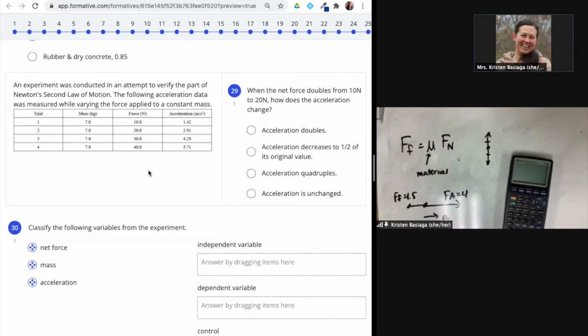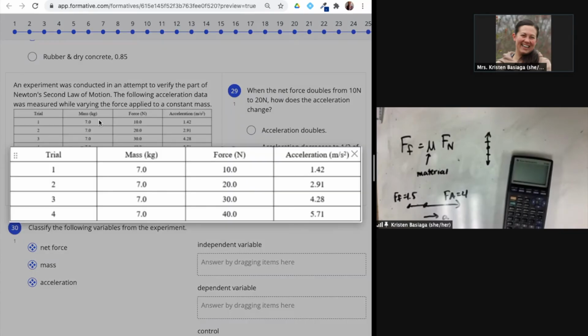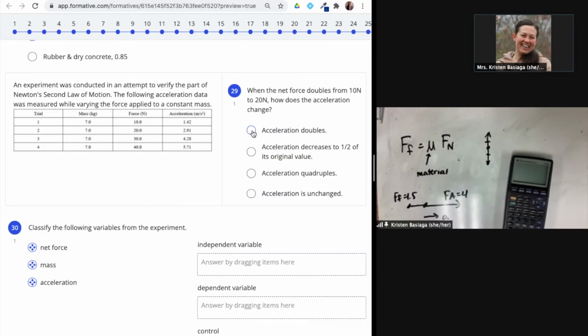Now for number 29, you and I did an experiment like this already. In this one, the control variable must be mass, because the mass is unchanging. They change the force and measure the resulting acceleration. When the force doubles from 10 to 20, the acceleration also doubles from 1.42 to 2.91. Or I can look at the other point. I can look at when it doubles from 20 to 40, the acceleration doubles from 2.91 to 5.71. So doubling the force doubles the acceleration.